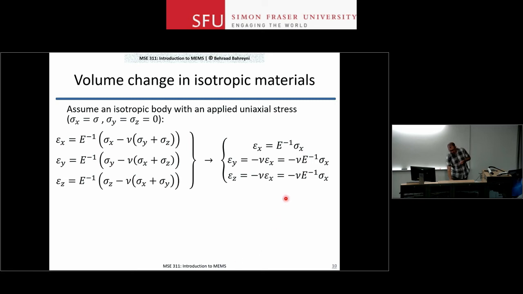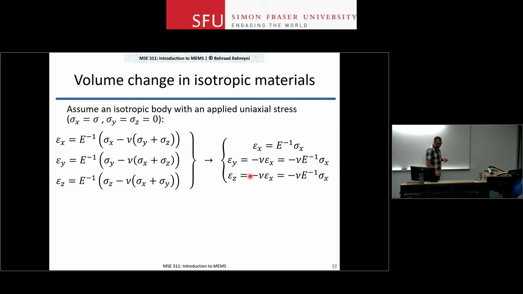And what you will figure out is that epsilon x, epsilon y, and epsilon z are this much. Now, this is a normalized amount of deformation. If you have initial dimensions of the device, a, b, and c, now instead of a, you have a times 1 plus epsilon x. And instead of b, you have b times 1 plus epsilon y, and so on and so forth. But epsilon y and epsilon z in this case are negative.